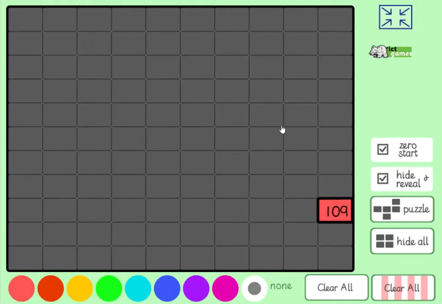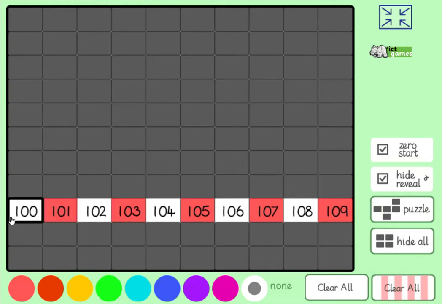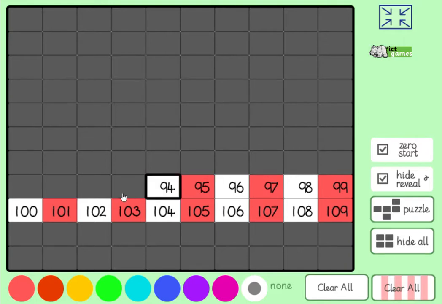And then we're going to start with some counting. We're going to count backwards in ones, starting from this number. Can you say that number? Did your partner say that number? That's it. 109, 108, 107, 106, 105, 104, 103, 102, 101, 100, 99, 98, 97, 96, 95, 94, 93, 92, 91. What's the next one?